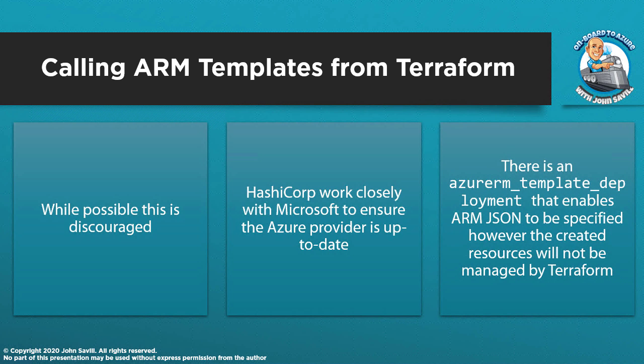Because the downside is, yes, there is this azurerm template deployment. This lets me take an ARM JSON and push it with Terraform. But Terraform is not aware of the resources that are being pushed through that template. If I was to destroy, for example, it wouldn't delete the resources. It's just going to delete the reference to the template. So I really want to try and make sure I have native Terraform objects. But if I'm absolutely stuck, then yes, technically I can call an ARM file from Terraform.